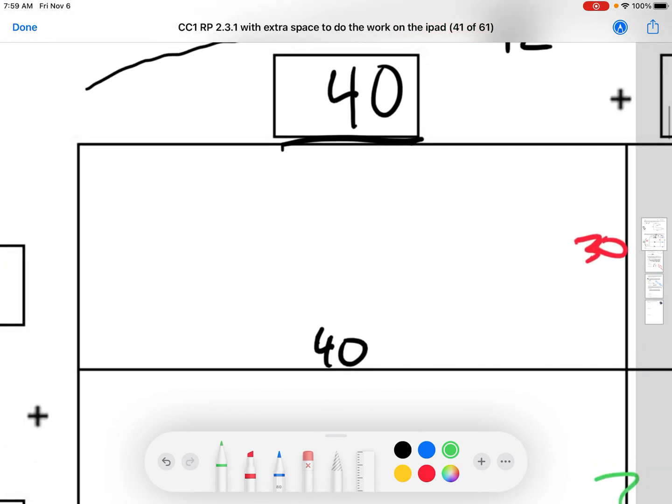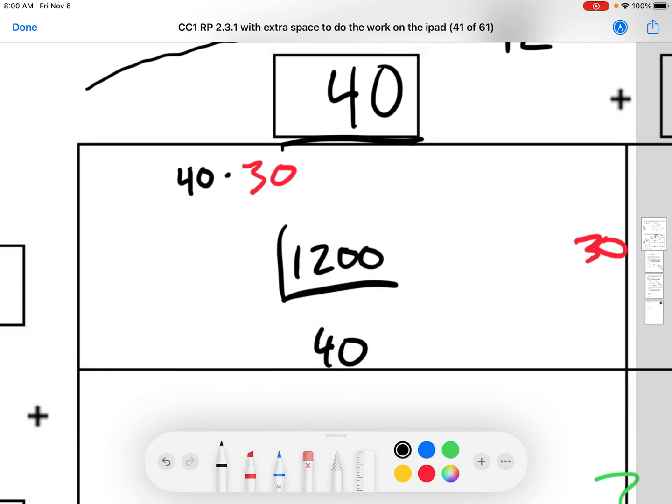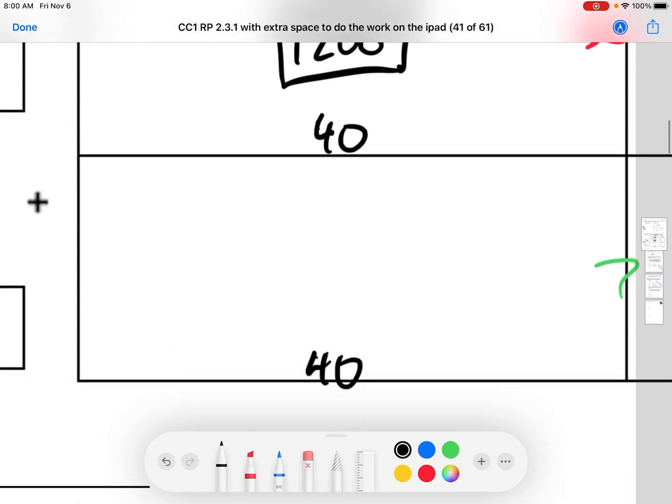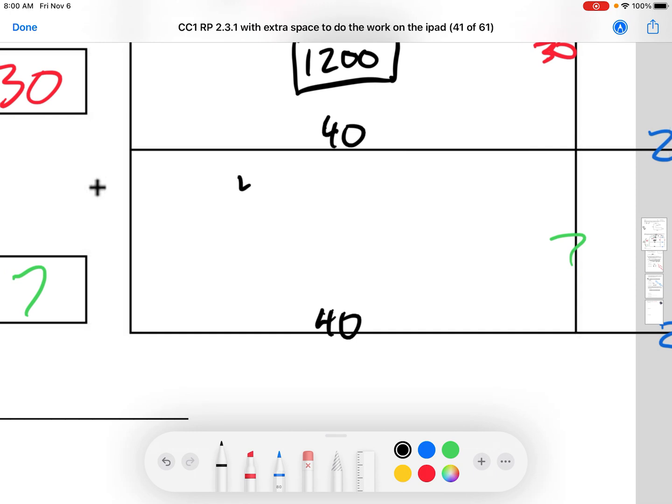Now I'm going to zoom in and focus on just that rectangle. What's the area of it? It is 40 times 30, so the total area is 1,200. That's the area of this rectangle. Let's scroll down. What's the area of this rectangle? Its length is 40 and its width is 7. The total area is 280.